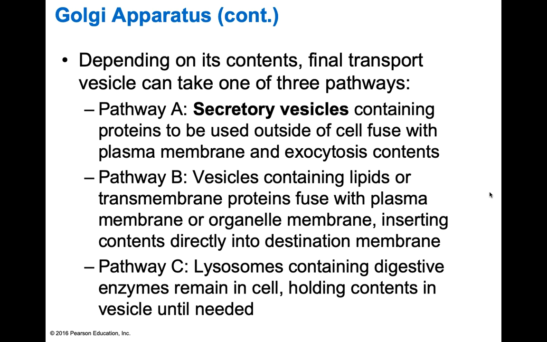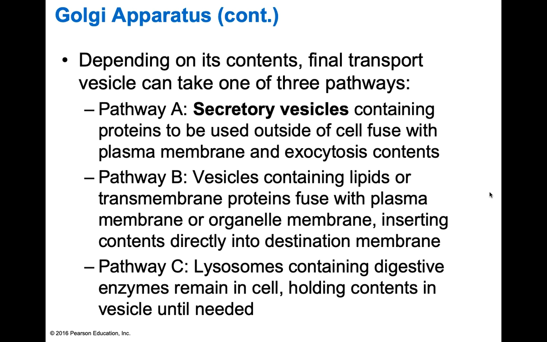In pathway B, we have vesicles containing lipids or transmembrane proteins that fuse with the plasma membrane, or the organelle membrane if it's destined to a different organelle. And then we're going to have the contents inserted directly into the destination membrane. So if we have proteins that are supposed to be transmembrane proteins that are going to be exported to the cell membrane, then they will fuse with it and just stay right there. The whole vesicle will actually become part of that organelle. In this case, in my example, the plasma membrane.